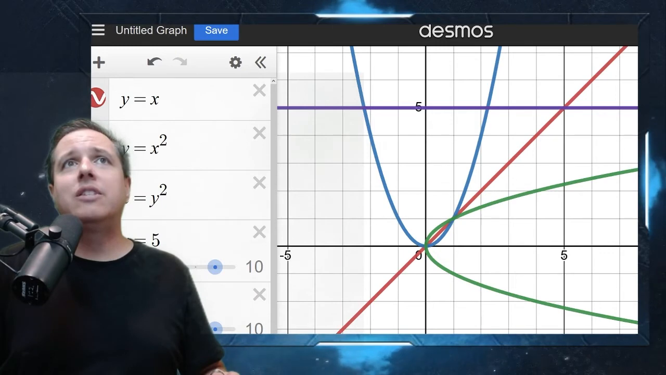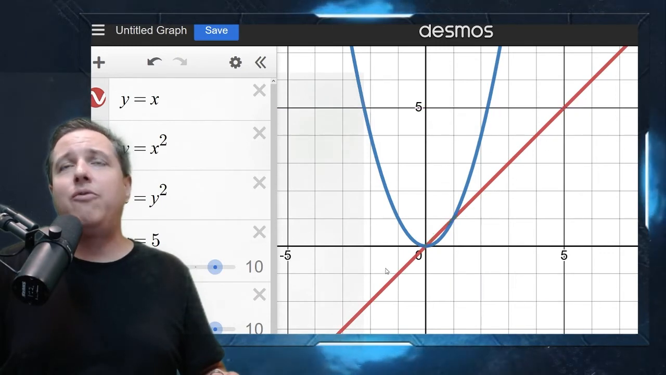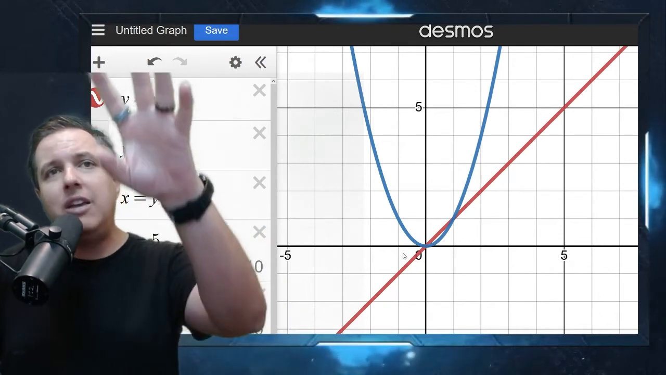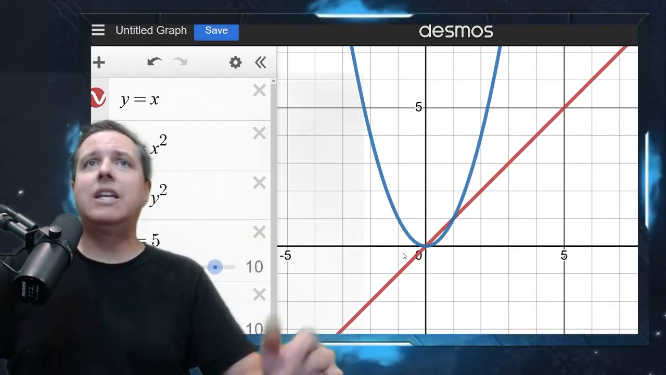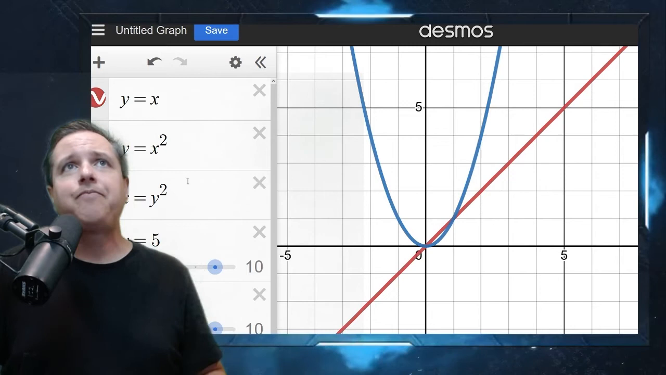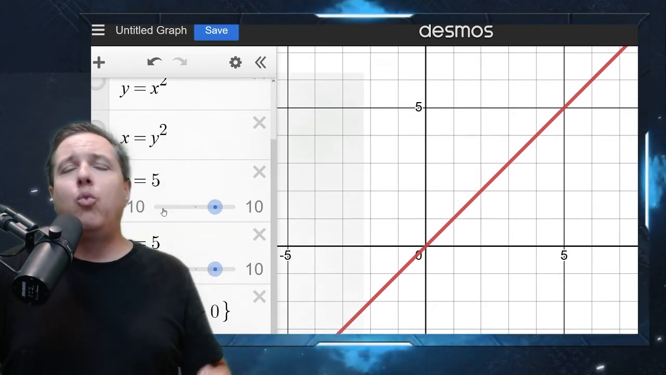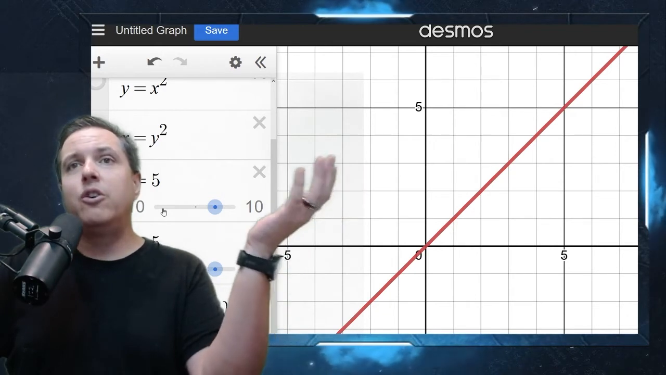And then this symmetry that we're seeing is really helpful if you want to check. Just put your graph in there, put in what you think is its inverse, and see if that symmetry holds up.